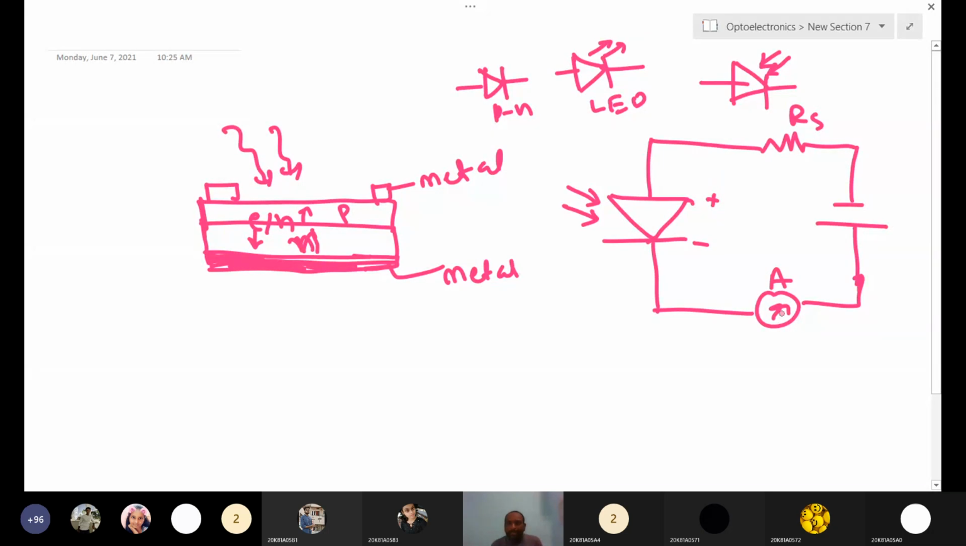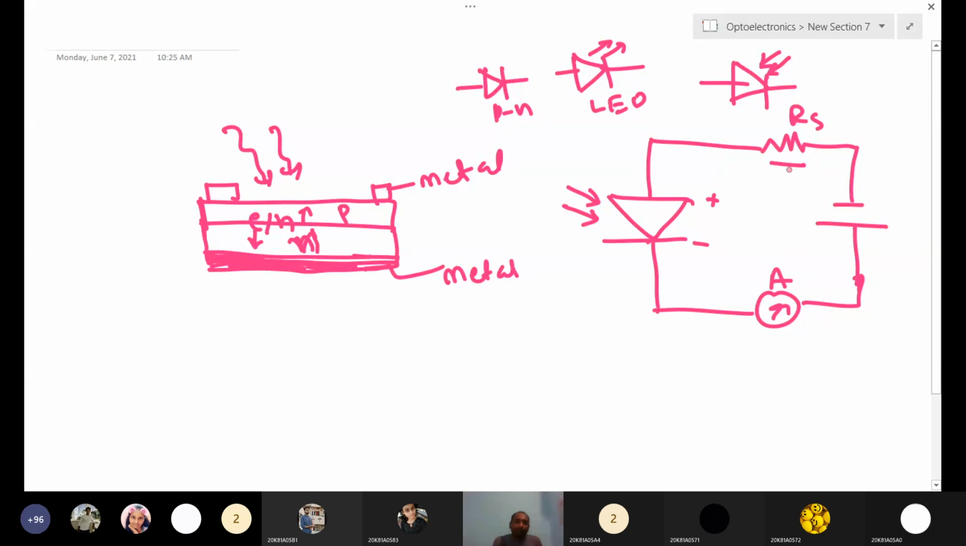Here a series resistor is connected. Why? Because sometimes we apply a high reverse bias voltage, and at that time there is a chance of damaging the device. To protect the photodiode, we connect a resistor. This will stop the overflow of current, the high current. That's why we connect this series resistor.